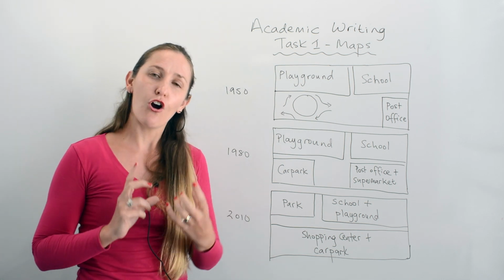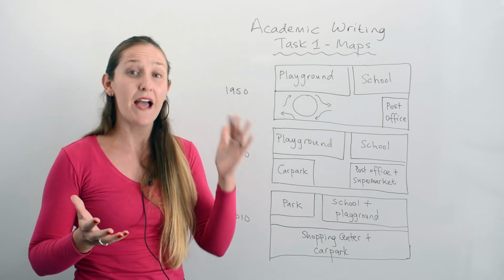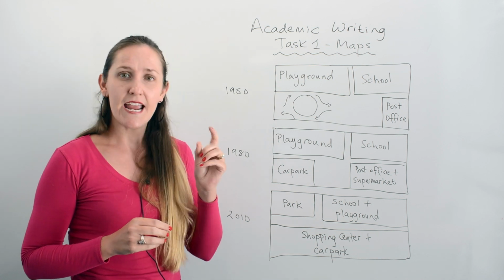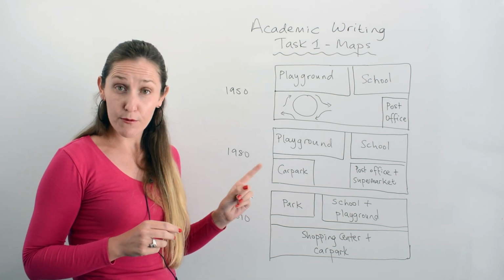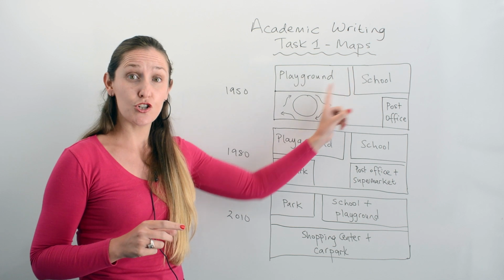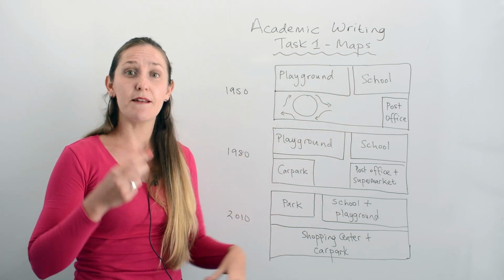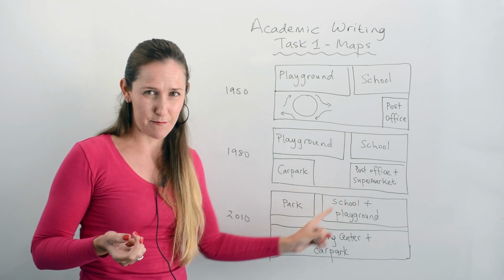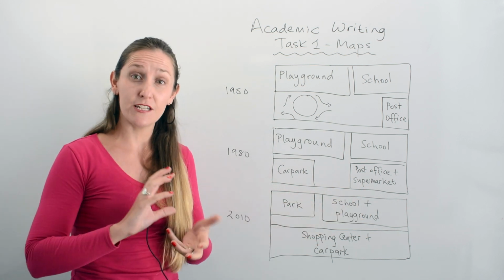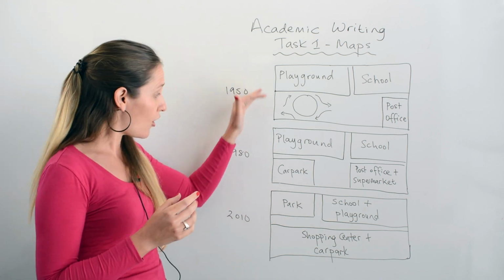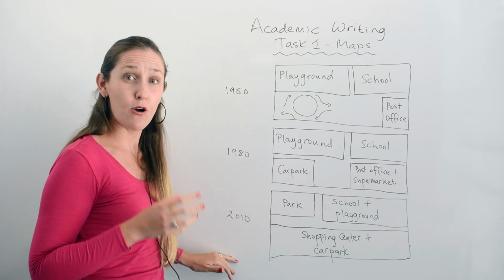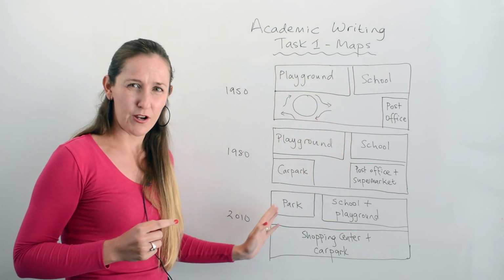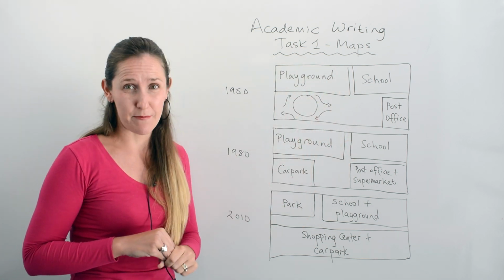And then I'm going to give an overall statement in which I describe how many changes have taken place in total. In my second paragraph, I'll probably just describe the first two sections of the map. And in my third paragraph, I'll describe the second two sections of the map. In this way, I'll be able to give some nice comparisons over the 60-year period without simply describing each map one by one, which would be quite boring for the examiner to read.